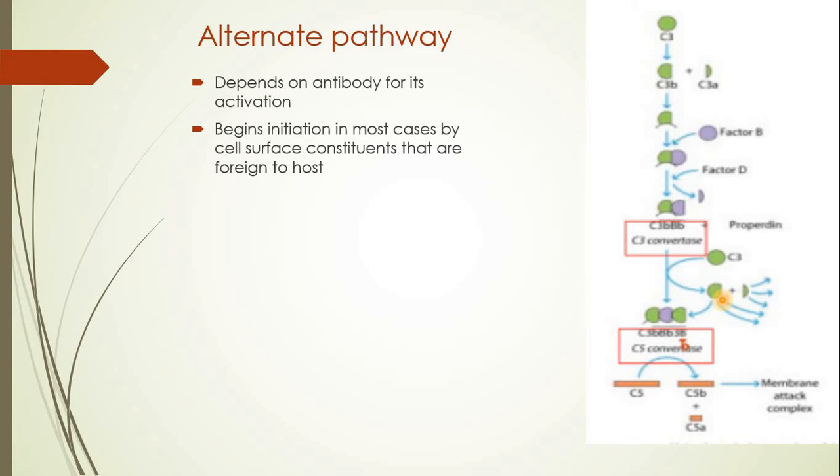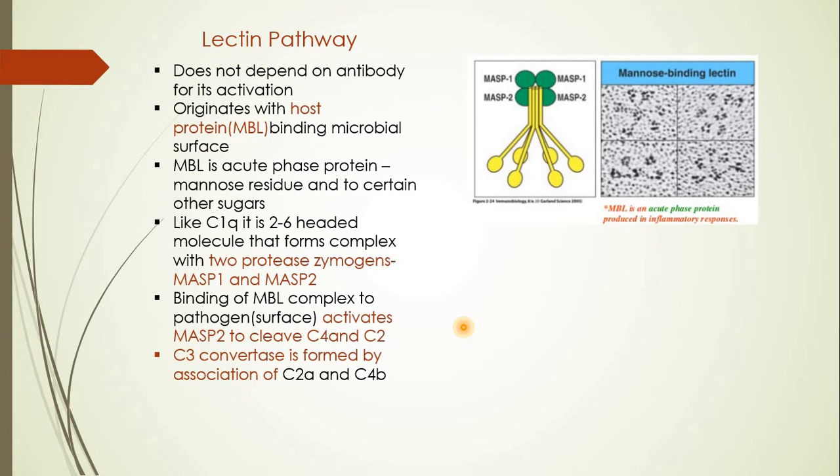So C3B is always seen in association and it will be useful in activating or forming the C5 convertase, which brings about the membrane attack complex, which we have seen in the classical pathway. The third one is lectin pathway.